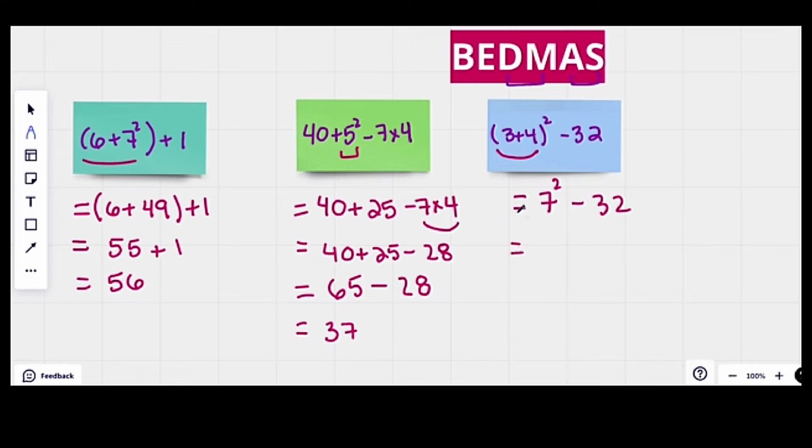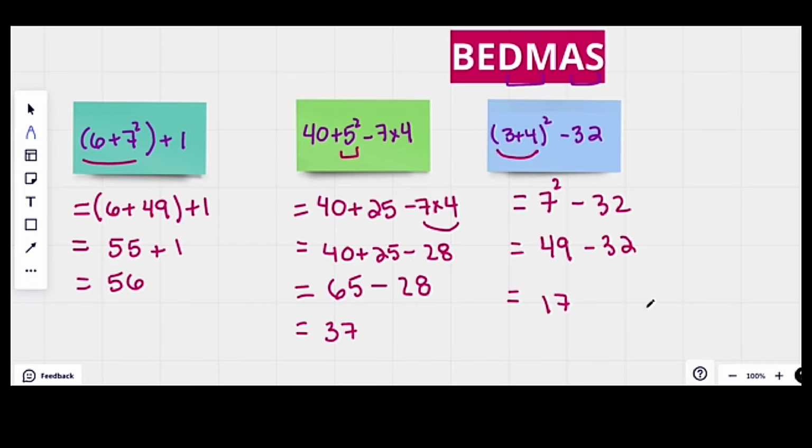Okay, all right, so applying our BEDMAS rules, what comes next? A subtraction or an exponent? Well, our exponent comes first. So 7 times 7 is 49, minus 32. Okay, so now we can subtract, and that would be 17. 49 minus 32 is 17.